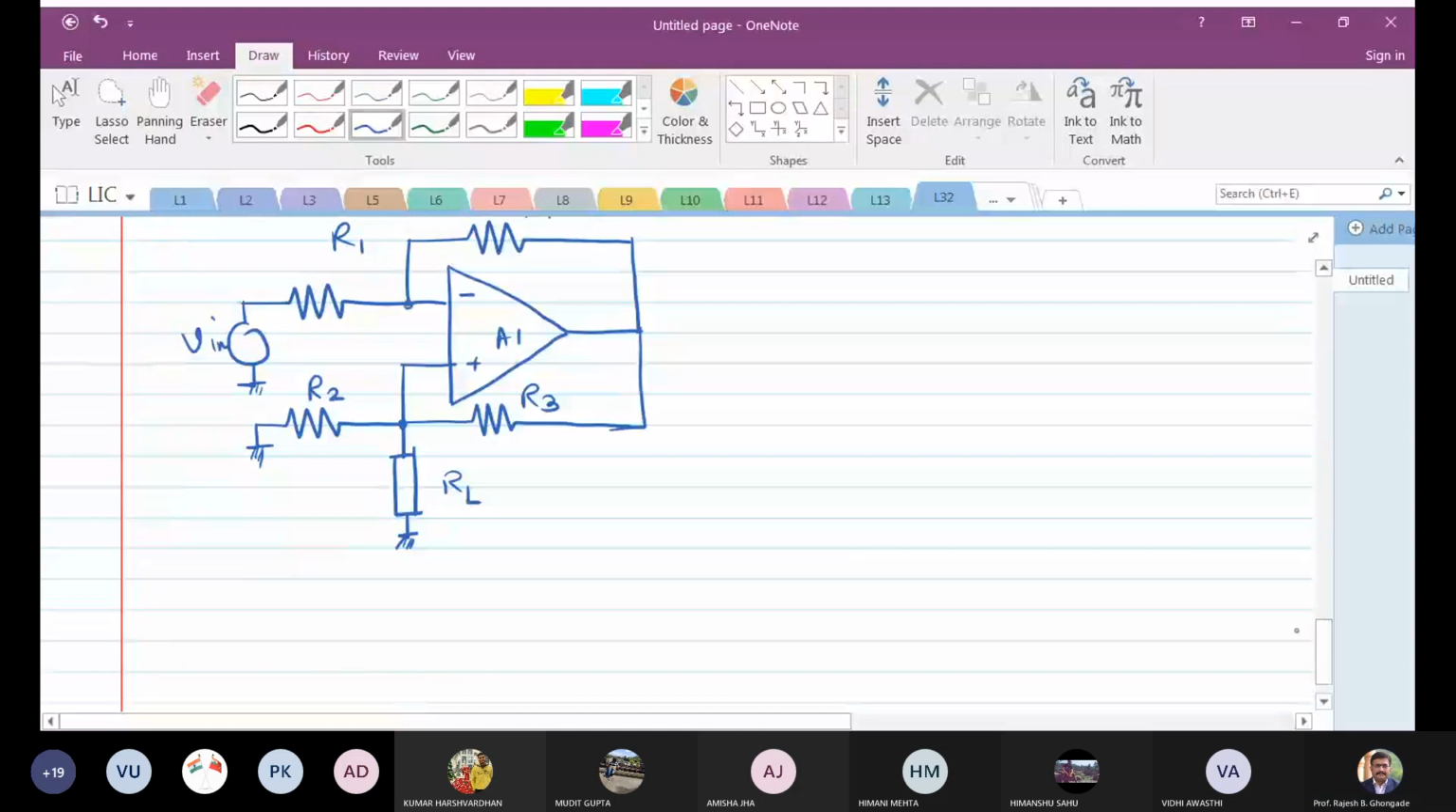So this is your grounded load V2I converter. Call this as VA and call this voltage over here as VB. Current flowing here is IR3. Current flowing through the load will be called IL. Current flowing through this will be called IR2.